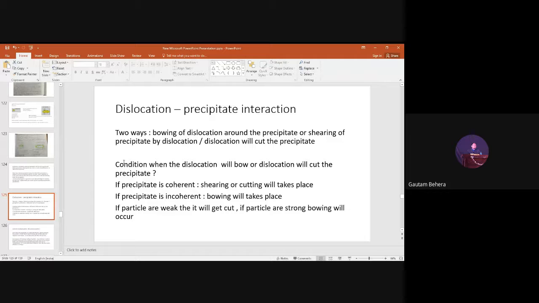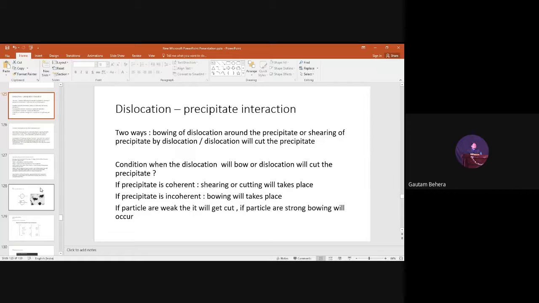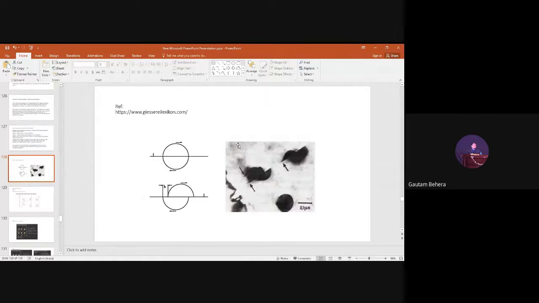I'll show you the image. Let me show you this one. Suppose this is a matrix, for example. This is a matrix, and this is a precipitate. And this is a slip plane, for example. Can anybody tell me what this part is? An edge dislocation. So the edge dislocation is gliding in this direction and it is meeting a precipitate.